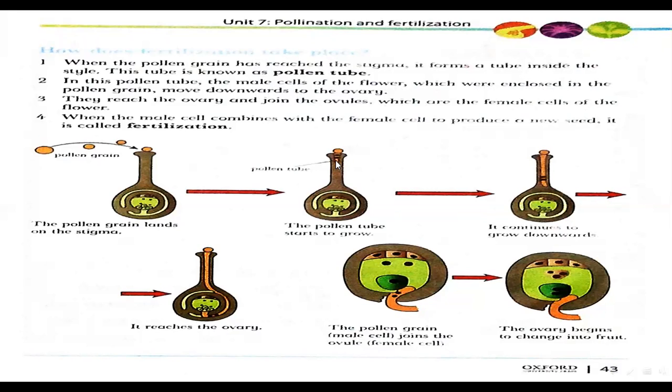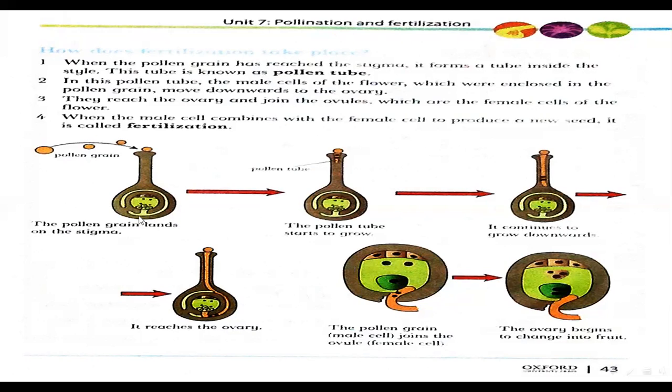See, this pollen grain moves downwards to the ovary. In the third step, they reach the ovary and join the ovule, which is the female cell of the flower. In the fourth step, when the male cell combines with the female cell to produce a new seed, it is called fertilization.